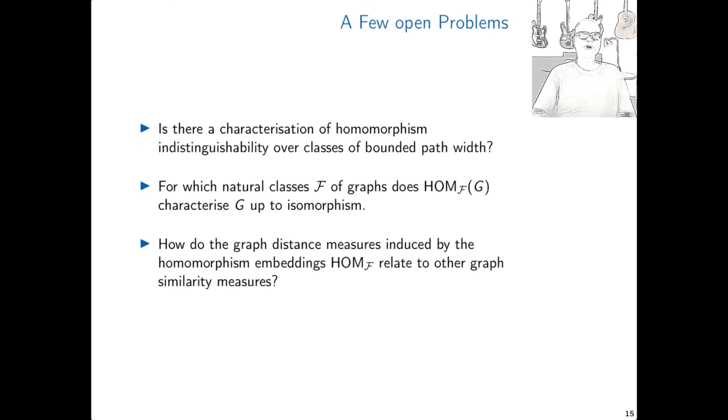The third question goes in the direction of graph similarity, distance measures on graphs. These homomorphism embeddings give us distance measures, as I've sketched before. The question is, how do they relate to other distance measures, for example, defined in terms of matrix norms on the graphs? And that's it.